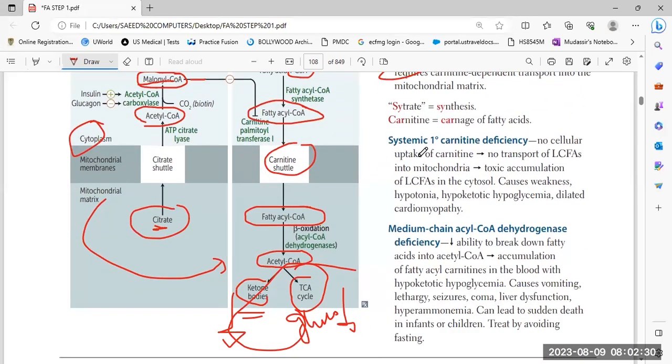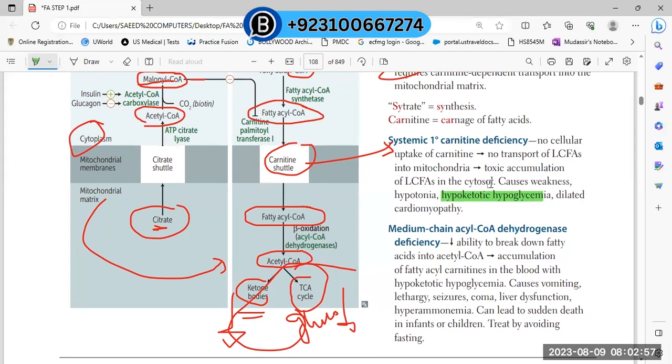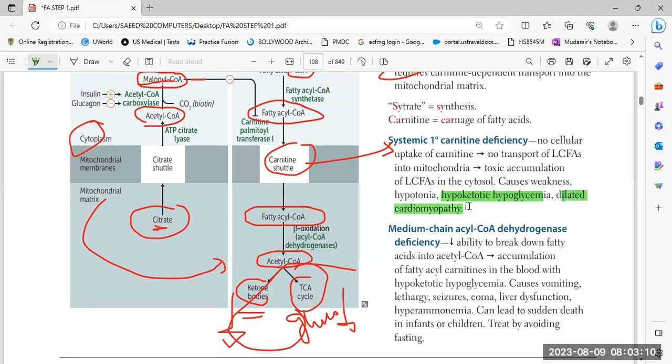So when you have carnitine shuttle deficiency, there is no cellular uptake of carnitine, no transport of long chain fatty acids to the mitochondria, so they accumulate in the cytosol. So now you will have hypoketotic hypoglycemia. Ketones low, glucose low. This is a high yield point. It can cause weakness and hypotonia because fat is also used. So when fat is decreased, you will have hypoglycemia and weakness of skeletal muscle and smooth muscle. Also, you will have dilated cardiomyopathy, a very high yield point, because cardiac muscle will be weakened.